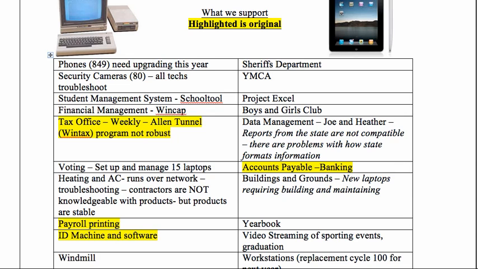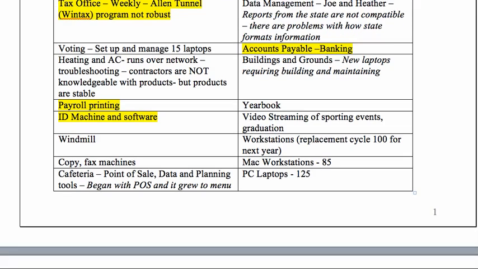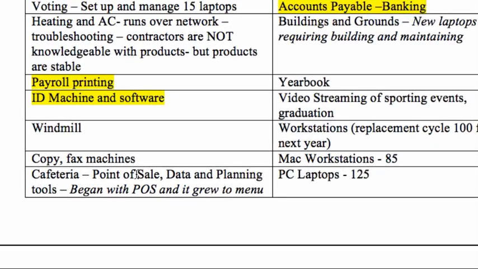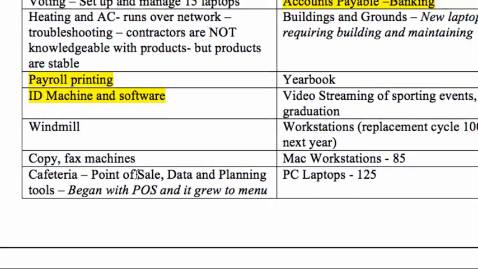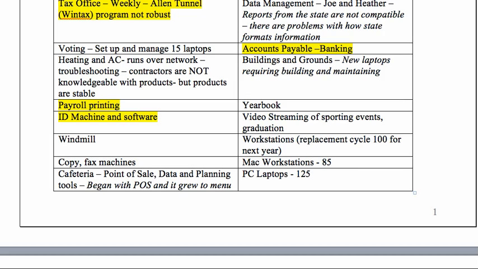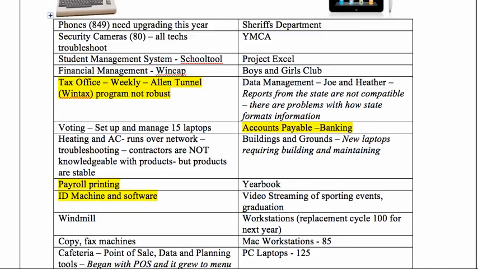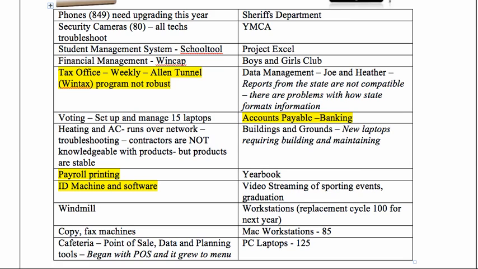Payroll printing and the ID machine and software have been here for quite a long time. The windmill is new. Copying and fax machines now are all running on the network, which wasn't years ago. The fax machines, and especially the copy machines, have a lot more capabilities. We actually populate them with all the email addresses in the school district, so we can have emailing from the copy machines, which is more secure than fax machines because it goes directly to email boxes.